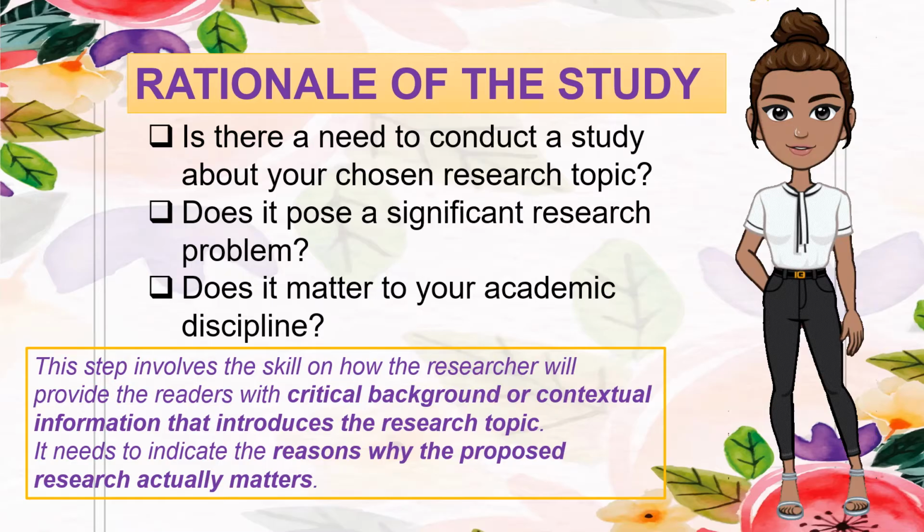Research justification is considered as the initial step in writing a research paper. This step involves the skill on how the researcher will provide the readers with critical background or contextual information that introduces the research topic. Moreover, it needs to indicate the reasons why the proposed research actually matters. In doing so, the researcher must be able to get the audience's attention right from the introduction.